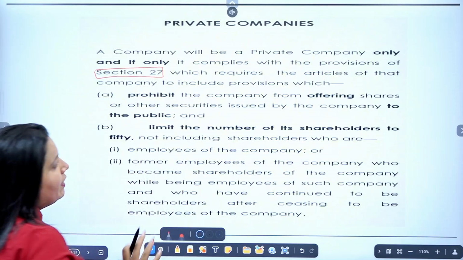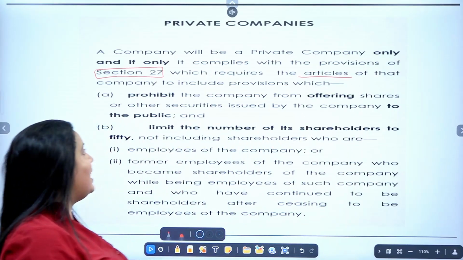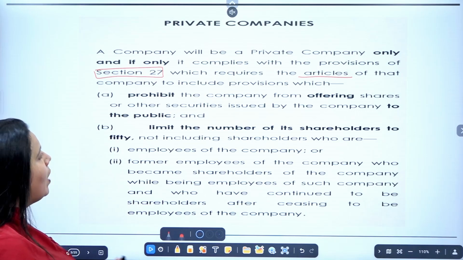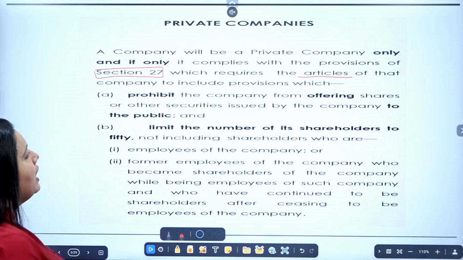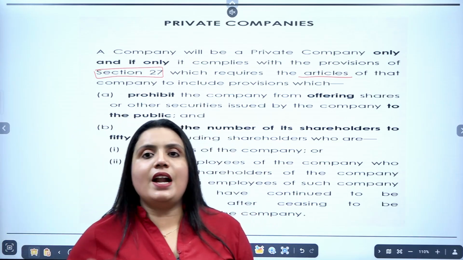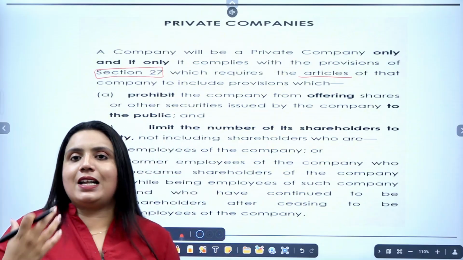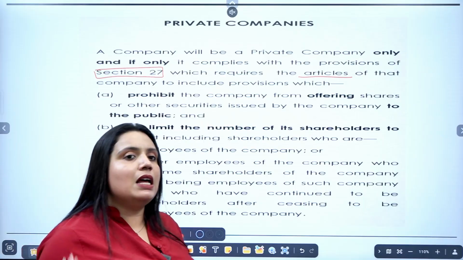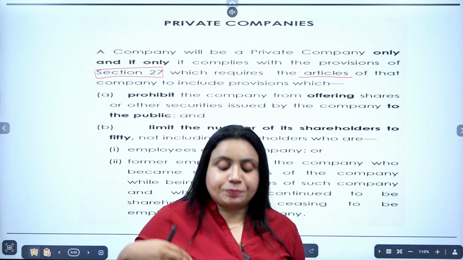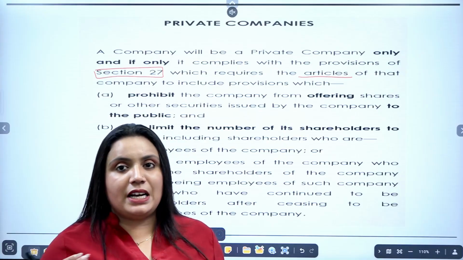According to section 27 of the Companies Act, the articles of a private limited company should state these. First one, prohibit the company from offering shares or other securities issued by the company to the public. Of course, you can't collect public funds or issue your shares or any other security to the public because it's a private limited company. That's the main difference between a private limited company and a public limited company. A public limited company can collect funds from the public, whereas private limited companies can't.